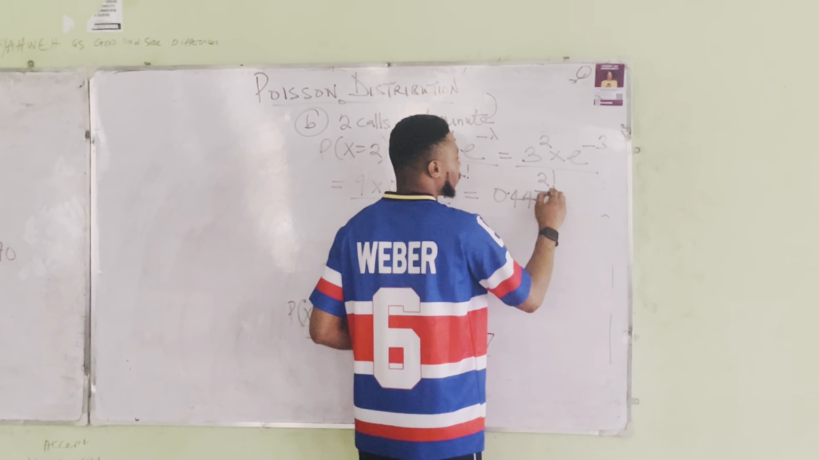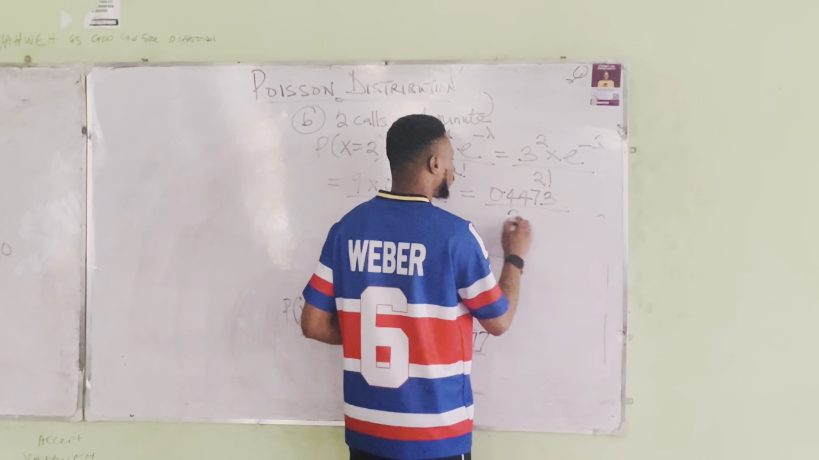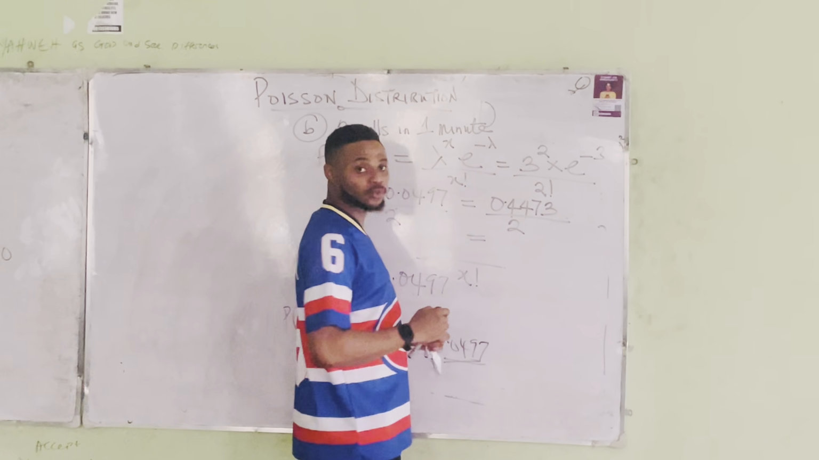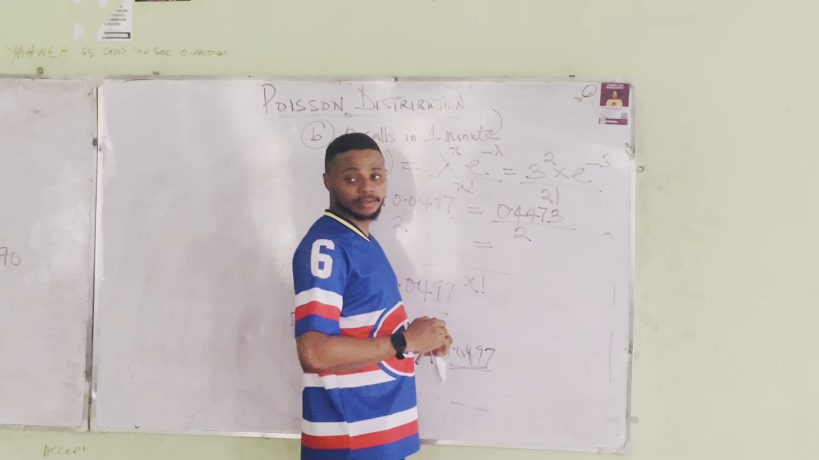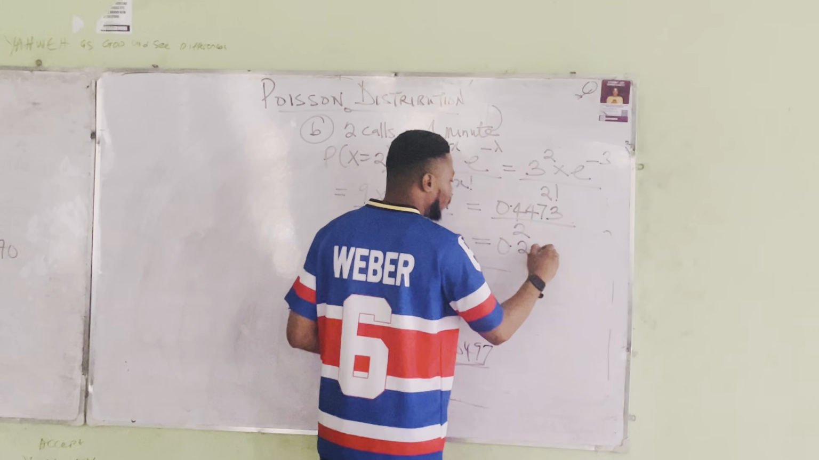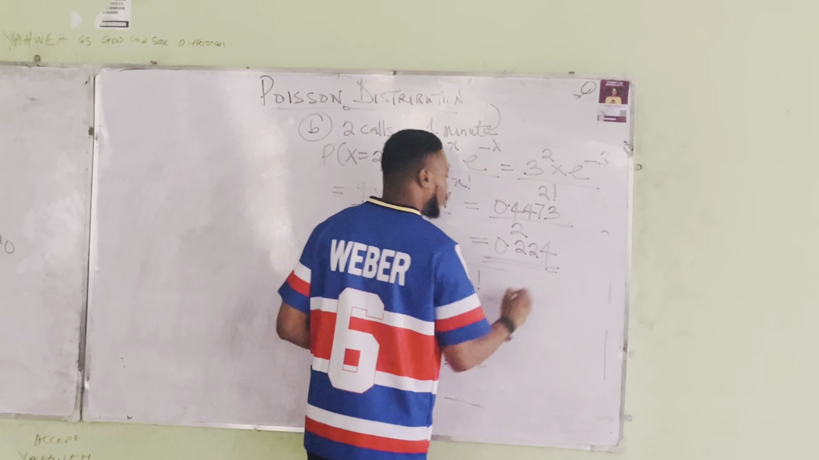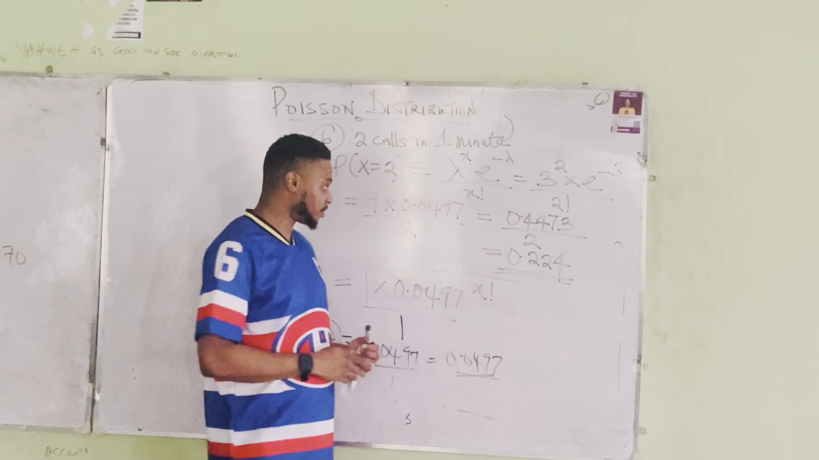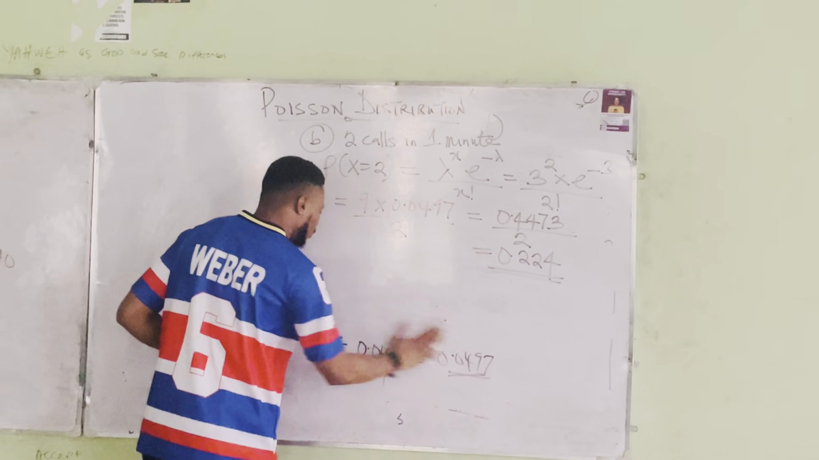Now divide the answer by 2. What will you get? 0.224. Let's just say approximately 0.224, because it's 0.2236. Right? Yes. Okay, beautiful. So now let's quickly delve into the next one.